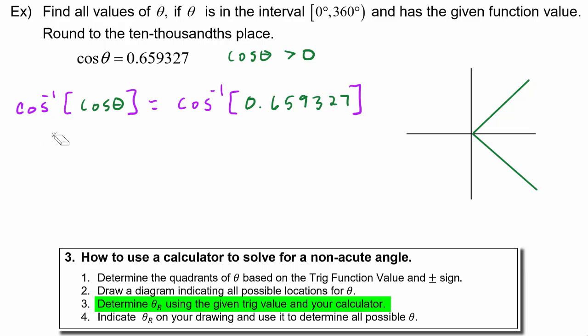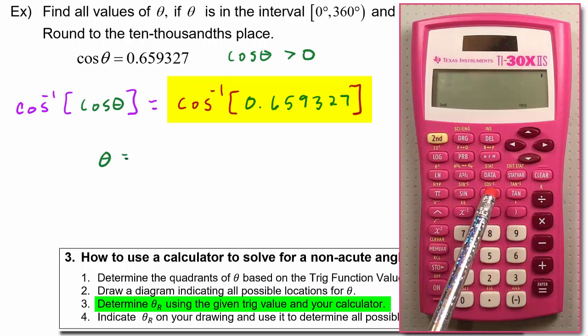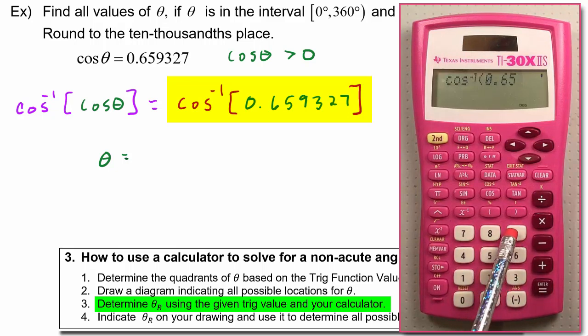On the left-hand side, cosine inverse undoes cosine, and we are left with theta. Now on the right-hand side, we'll have to use our TI-30 calculators. So once again, make sure you're in degree mode. We will hit second, hit the cosine button to get the cosine inverse, and we'll enter 0.659327, and then close the parenthesis and hit enter.